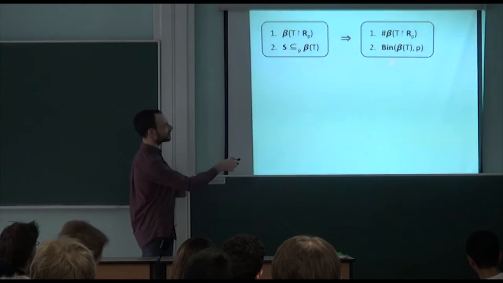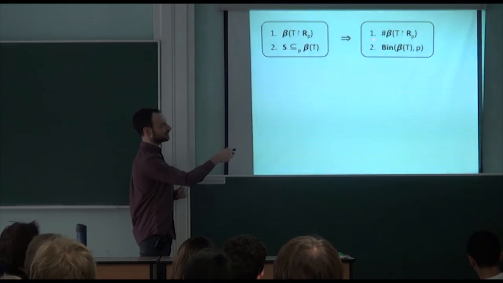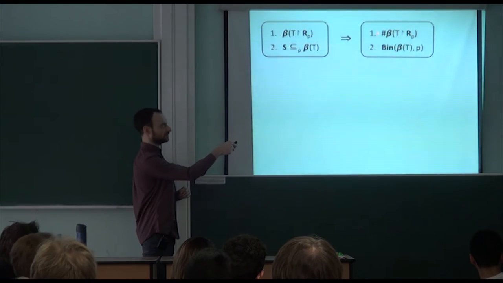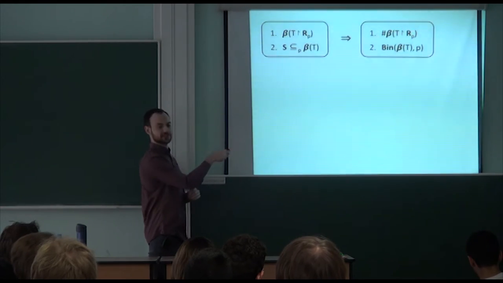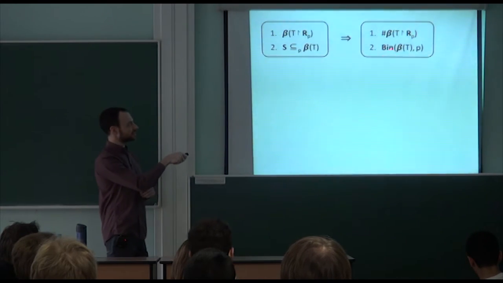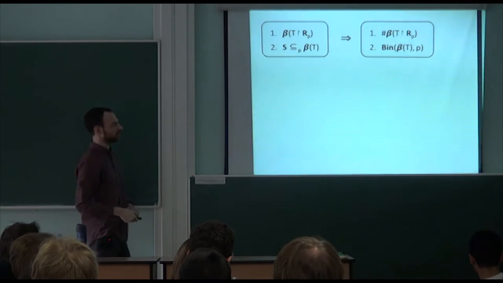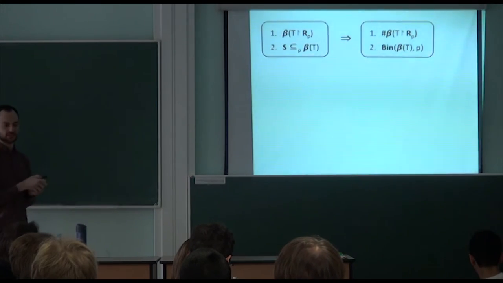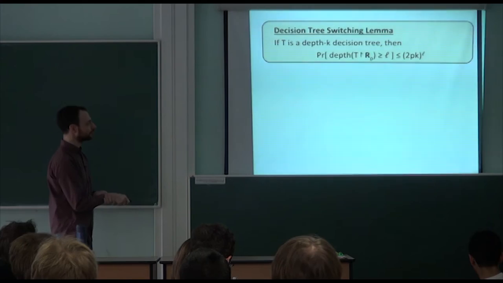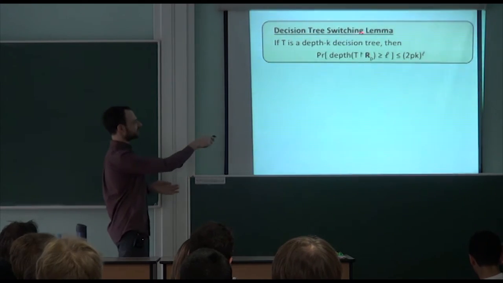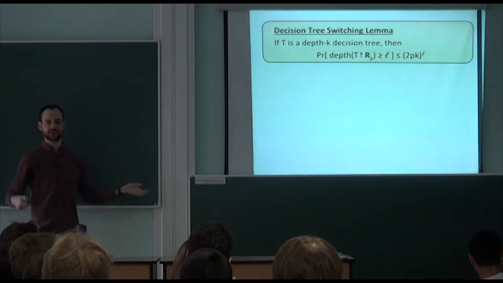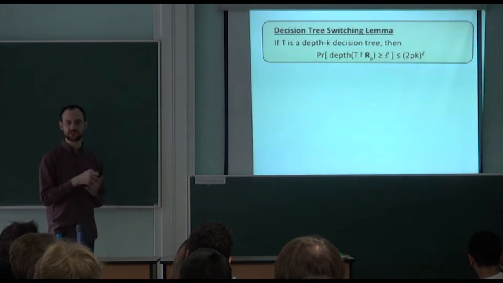Okay, and then just by taking cardinalities, we can say that the number of variables read in a random walk in T restricted on RP is the same as taking a random branch in T, the set of variables queried on a random branch, and taking the size of a p-biased subset. Now let's give a proof of this decision tree switching lemma using this simple equivalence of these two distributions.